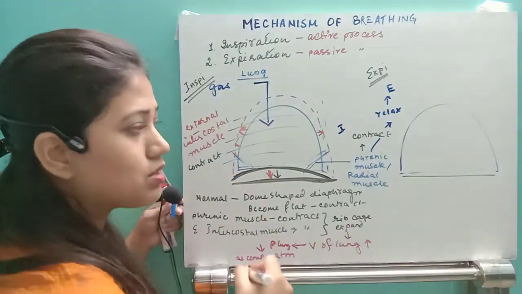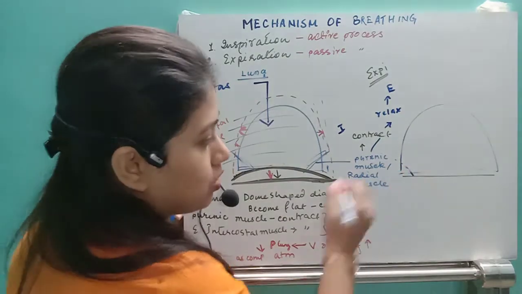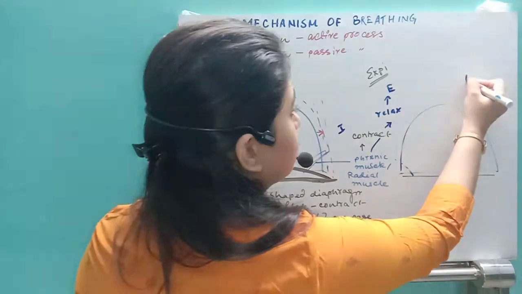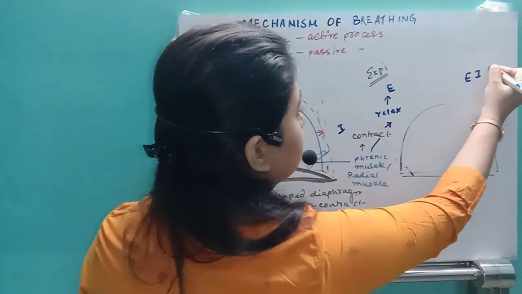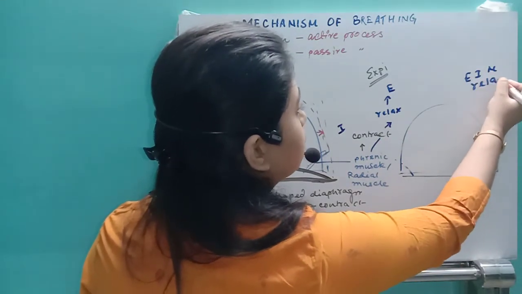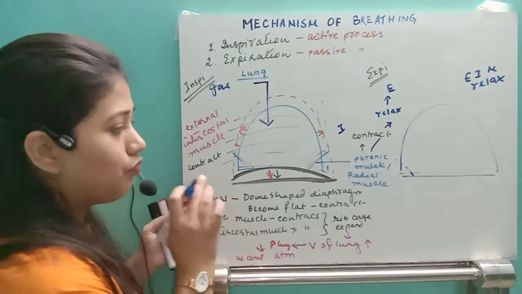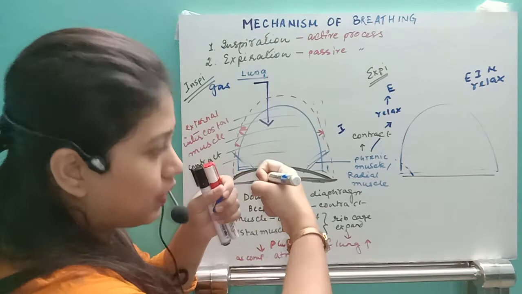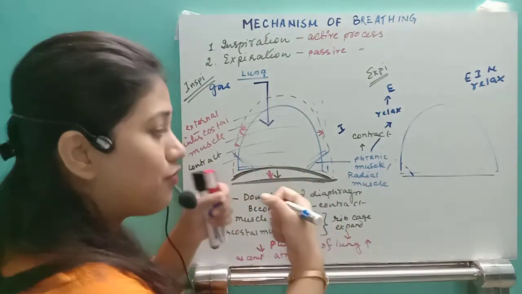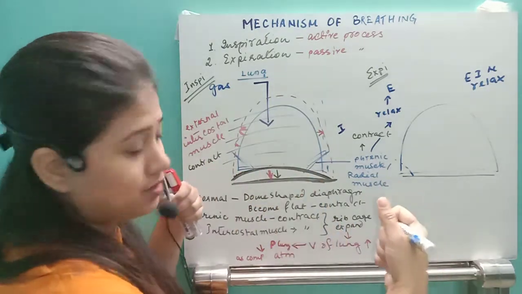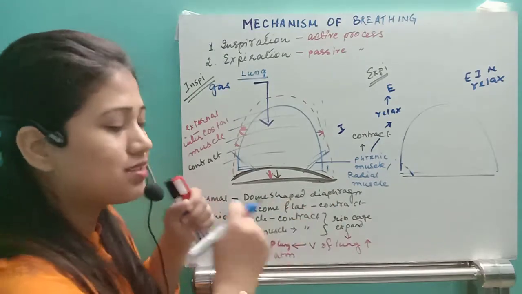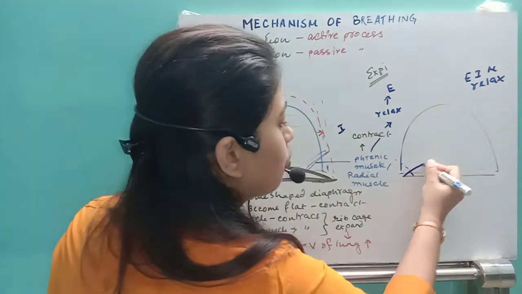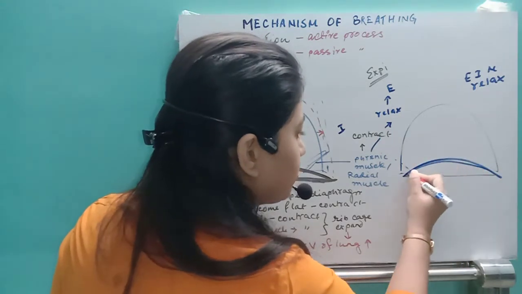Okay, so the phrenic muscle will relax, and the external intercostal muscle will also relax. Whenever the diaphragm gets relaxed, earlier, due to the contraction of the phrenic muscle, the diaphragm was flat. Now, due to the relaxation of the phrenic muscle, the diaphragm once again becomes dome shaped, right?